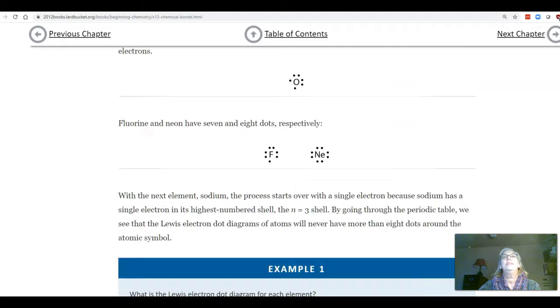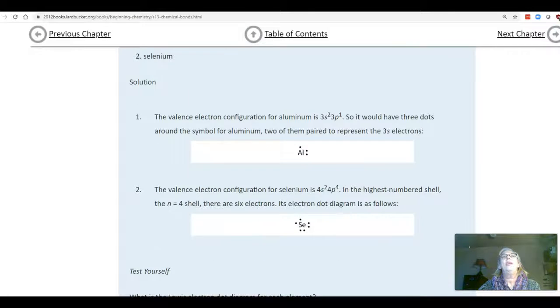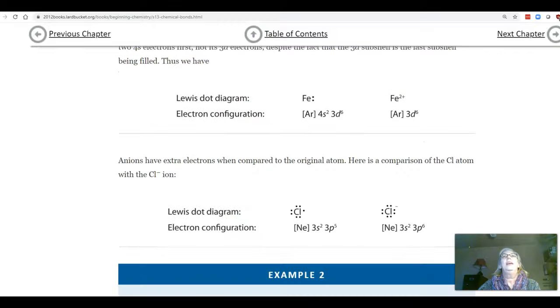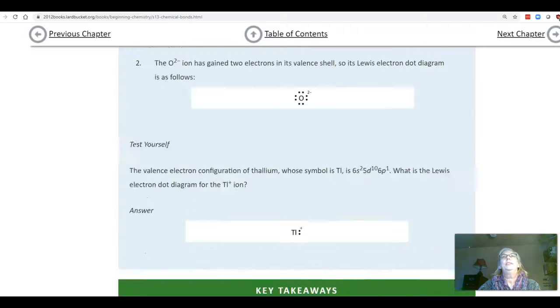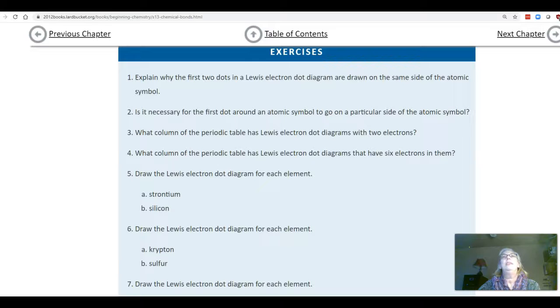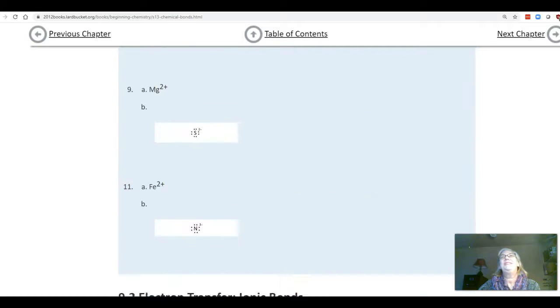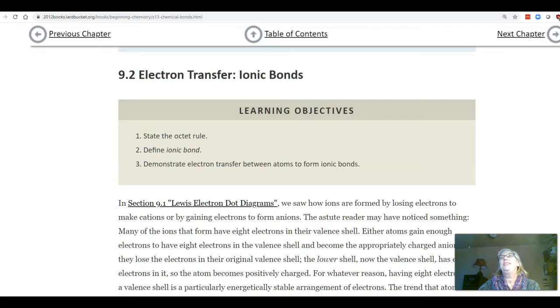So this is really important. Make sure you can draw elements with their dots. Try those, test yourself out, see if you can do it. And we'll be using that from now on to show bonding, and you'll use it throughout your chemistry lifetime when you're in chemistry classes. So this is important.